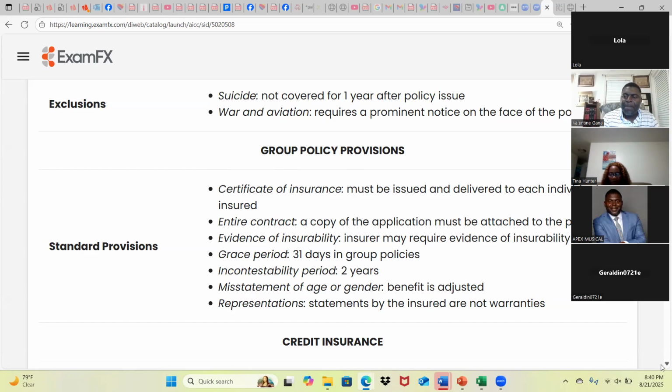Representations. Remember, statements you make on an application are not considered warranties. They are called representations. And what's the difference? Warranties are what you know for a fact to be true. Representations are what you know to be true to the best of your knowledge. That's the difference.